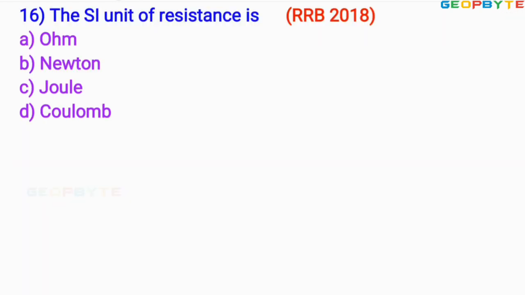Look at the 16th problem, asked in 2018 for RRB. The SI unit of resistance is, generally resistance is measured in ohms. Therefore, option A is absolutely correct. Let's go for the 17th problem.